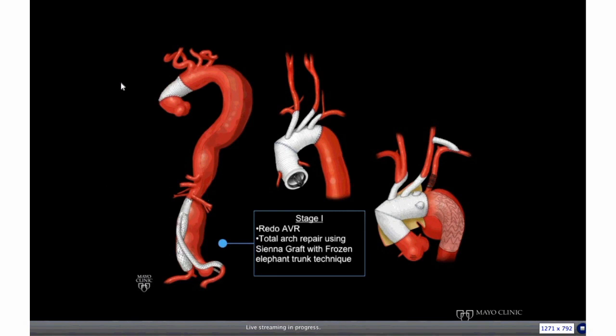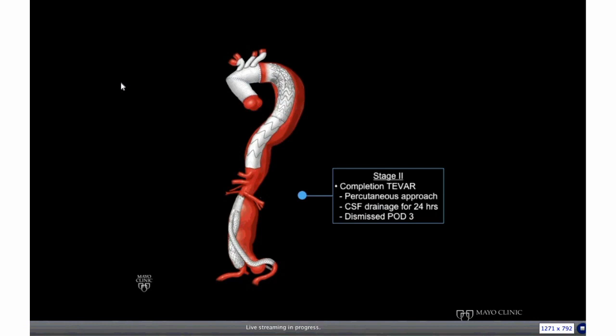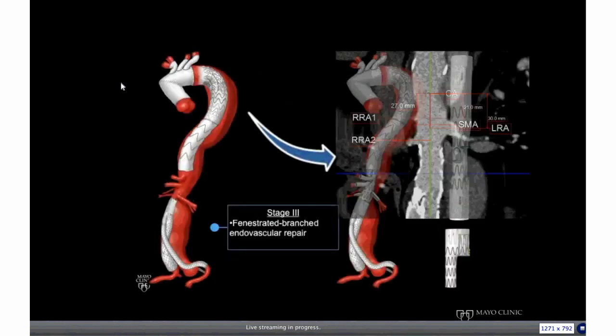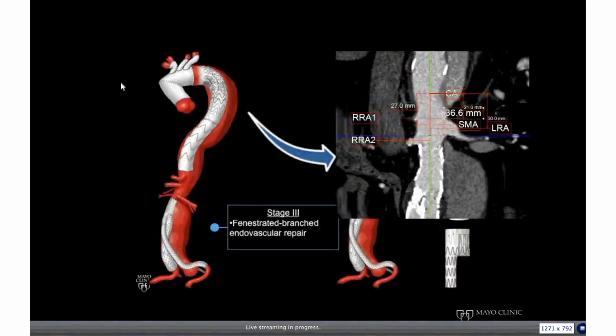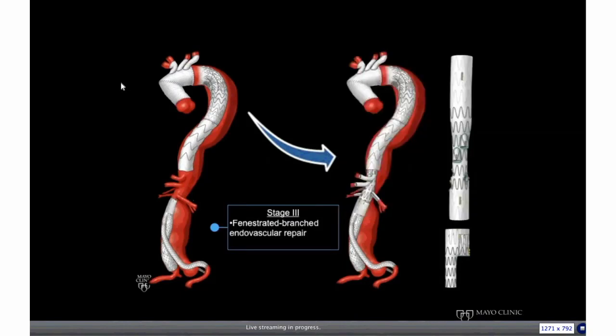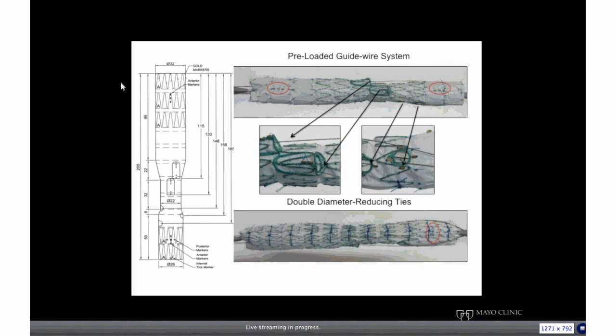The patient was then referred to me, and I performed a second stage completion thoracic endovascular repair by extending the repair to the celiac axis. We then planned a third stage repair using a combination of branches for the celiac and the SMA and fenestrations for the renal arteries. This is a novel design that applies a new delivery system.